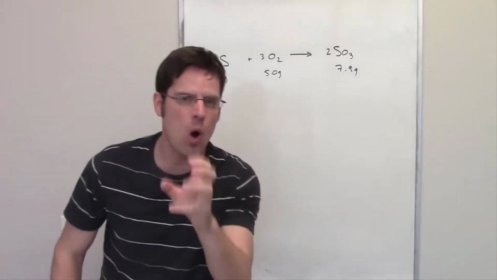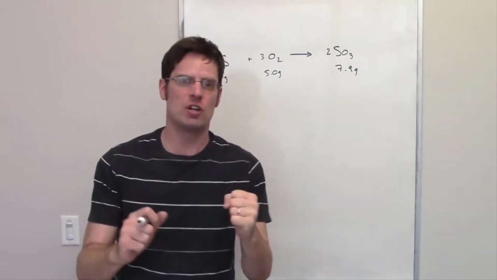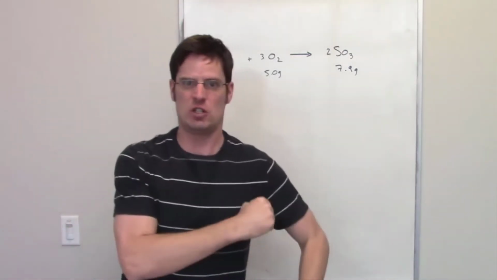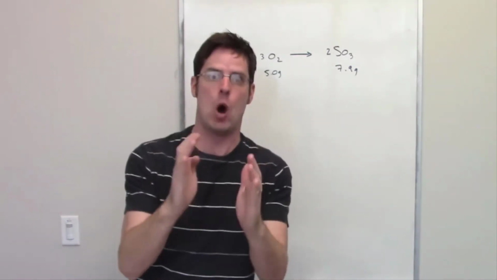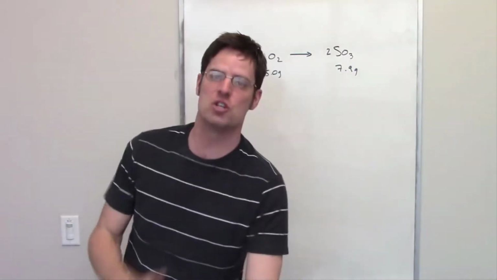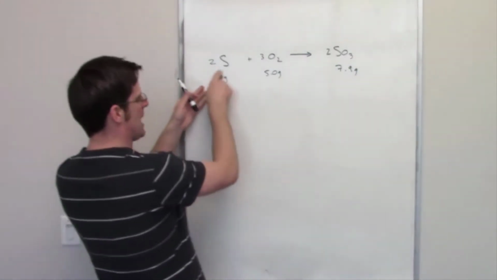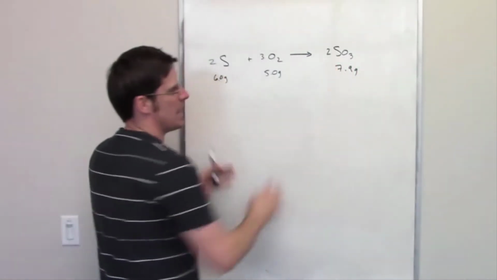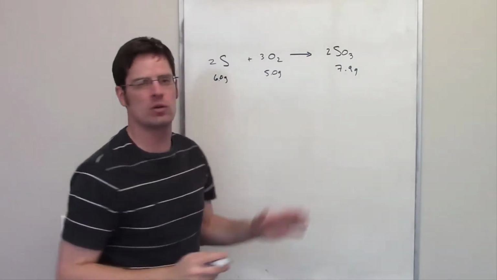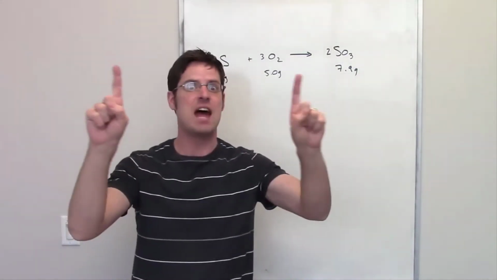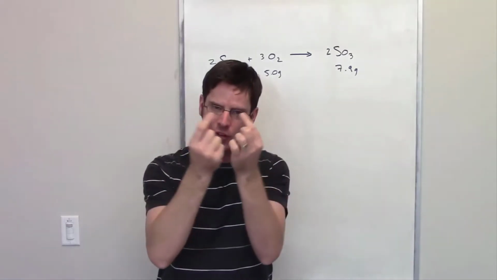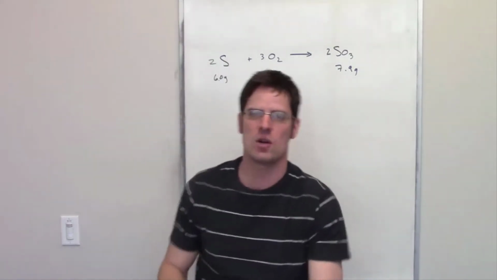The next step that we always do is convert to moles. Convert to moles. Always. There's no way, and I see students do this all the time, you can't convert from grams of sulfur to grams of SO3 directly. You always have to go through moles. Grams and grams never touch, but moles can touch each other. So let's go ahead and do that.